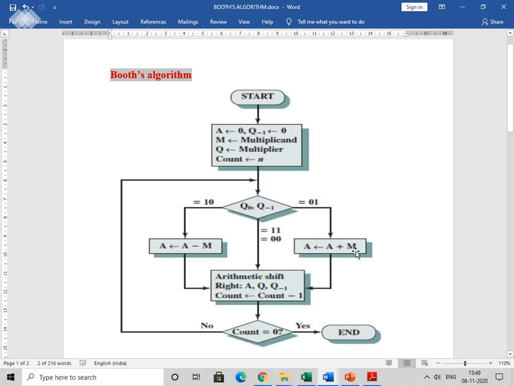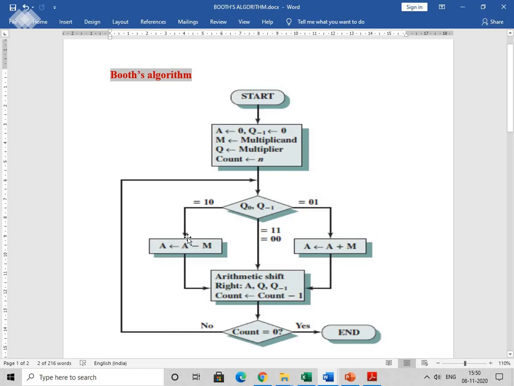So after arithmetic addition operation, we are going to do arithmetic right shift operation of the content A, Q and Q minus 1. Now, if the content of Q0 is 1 and Q minus 1 is 0, then we are going to subtract the content of M from A and store the result in A. That means here we are going to do addition with 2's complement of M. So we are going to add the content of A with the 2's complement of M, and after that we'll store the result in A.